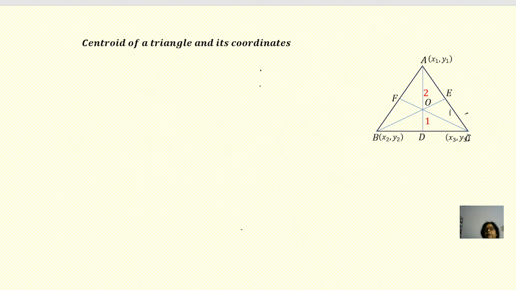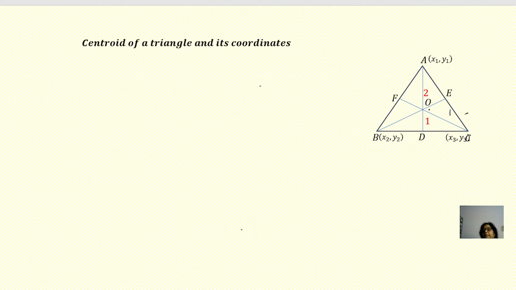The next is related to the centroid of a triangle. Now, coordinates of the centroid of a triangle can also be obtained with the help of the section formula in terms of the three vertices of the triangle. So here the coordinates of the vertices are (x1, y1), (x2, y2), (x3, y3).